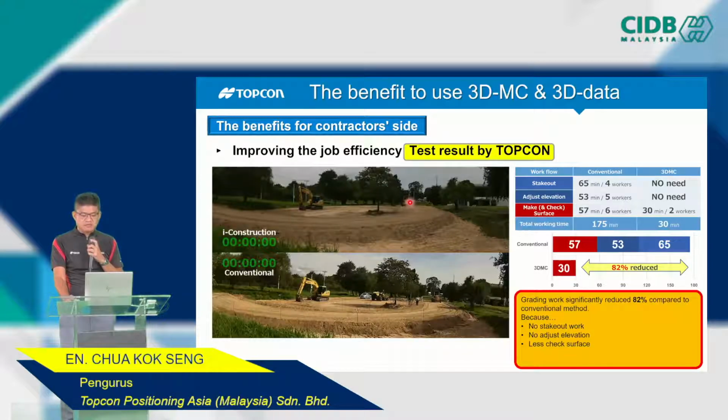Whereas compared to this conventional method, basically you need people like stakers to check the grading and everything, and sometimes after the people do all the checking, only then will the motor grader start their work. Okay, so this is the comparison table for stake out.